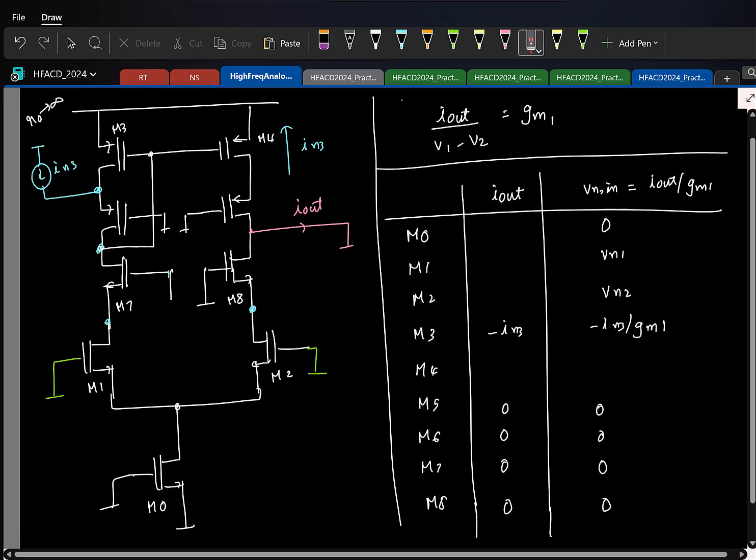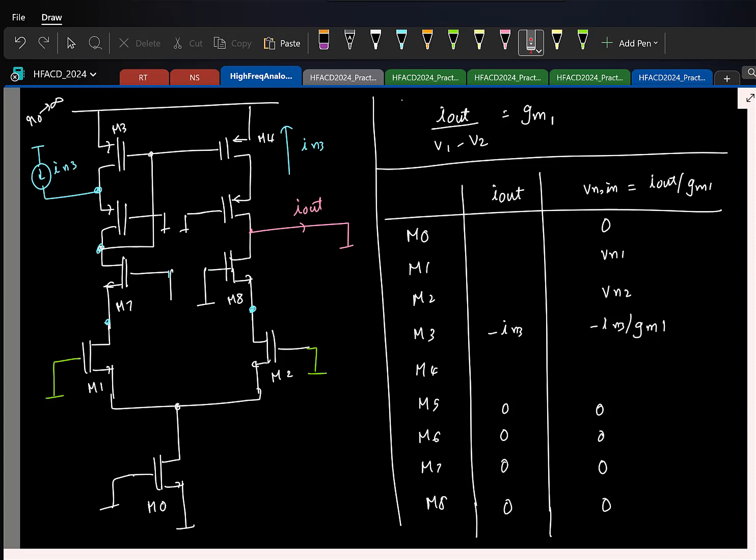So what I'm saying is, it's not very straightforward, but I'll just give you a qualitative explanation. This current is injected at this node. This is the input of a current buffer, which is this cascode device. So this current buffer will basically buffer this current and make sure that it flows into the diode connected node of M3.